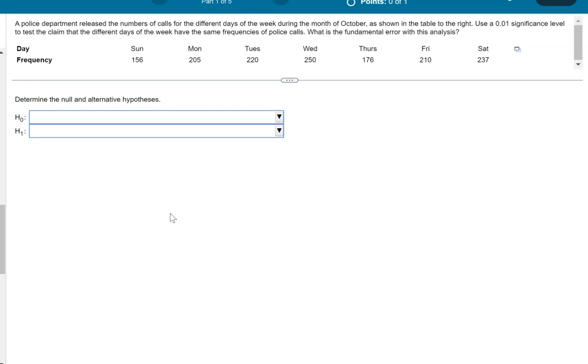Hi everybody, I want to show you how to use the Goodness of Fit template in the template that I gave you in class. So this is question number 26 on the homework, and it's asking you to do a hypothesis test for goodness of fit.